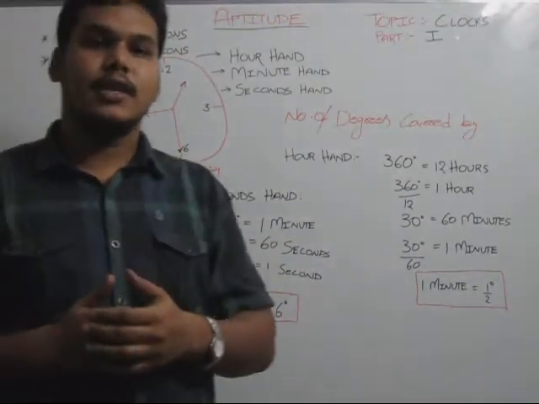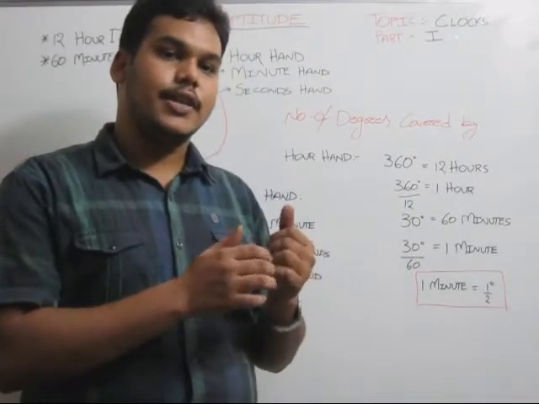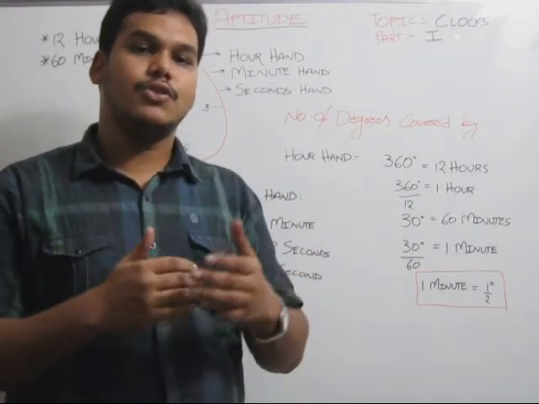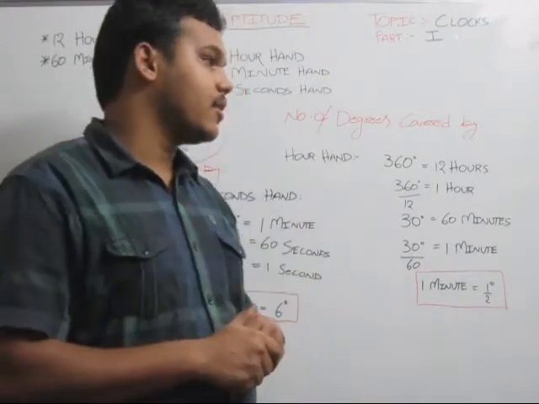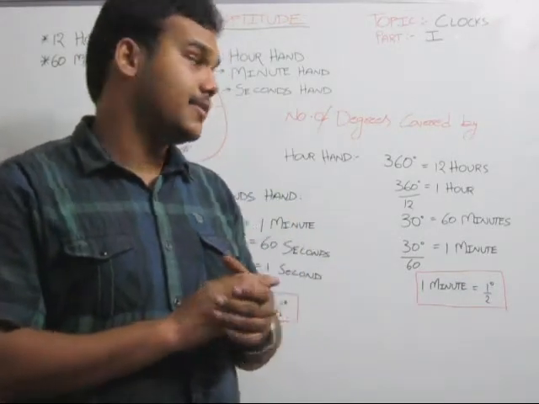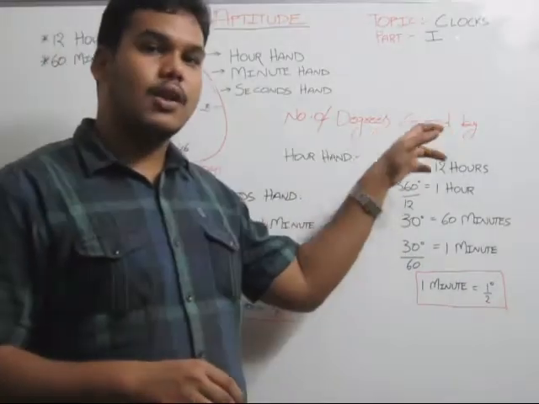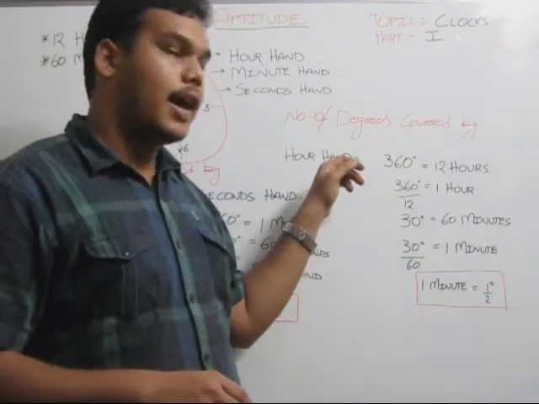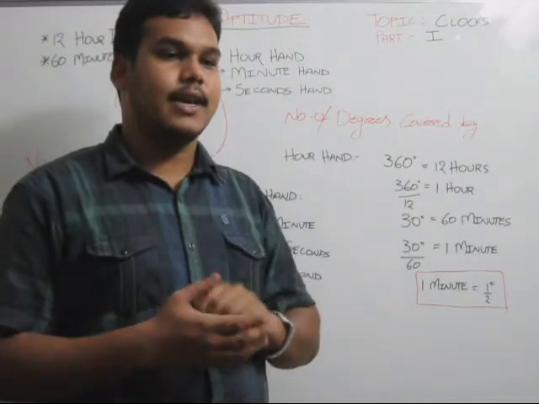So let us see what are the concepts related to clocks and how questions can be asked in the exam. The first type of question which could be asked in the exam is the number of degrees covered by an hour hand, a minute hand or a seconds hand.